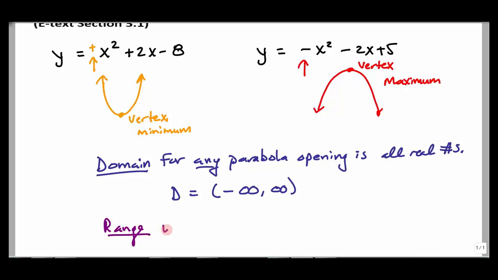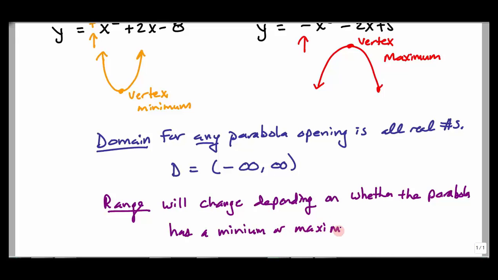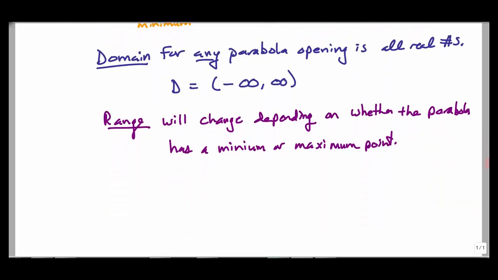However, the range is different. The range will change depending on whether it opens up or down. And whether it opens up or down means whether we have a minimum or a maximum point. Okay, so from here, let's look at two examples.